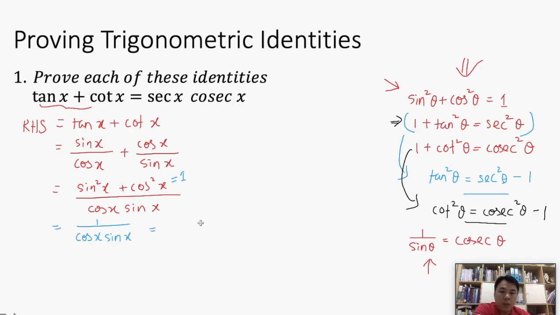And then using the divide and conquer strategy, we can rewrite this as 1 over cos x and 1 over sine x. Using the reciprocal ratio, 1 over sine x is cosecant, and 1 over cos x is secant, multiplied by cosecant. Here we have indirectly proven that this expression is the same as the expression on the other side.